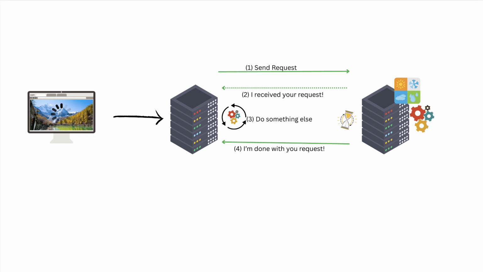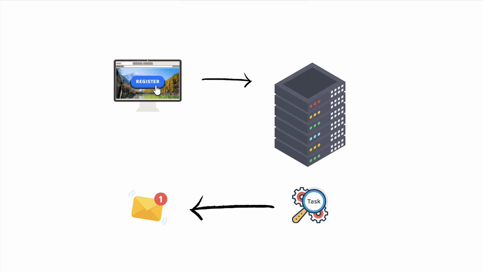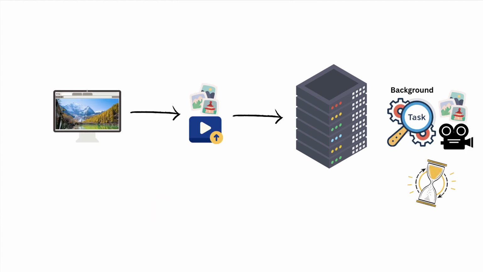Now, on the asynchronous side of the fence, things get more dynamic. Here, the request is made, and the system moves on without waiting. For instance, when a user registers on your site, you might send them a confirmation email, but that email can be processed in the background without holding up the whole sign-up flow. The same goes for image processing. Resizing or compressing an uploaded image doesn't have to block the user from continuing to use your app.